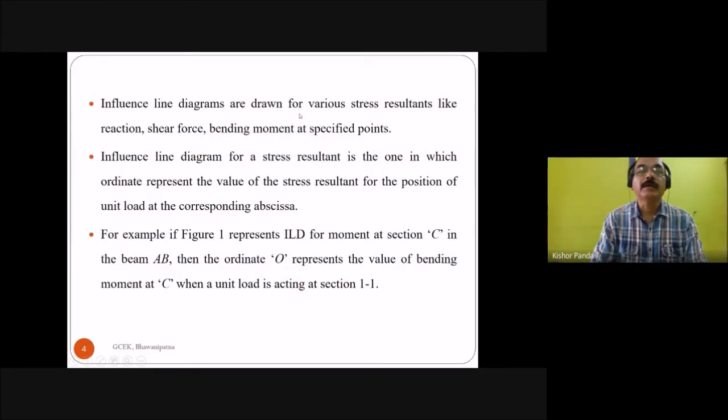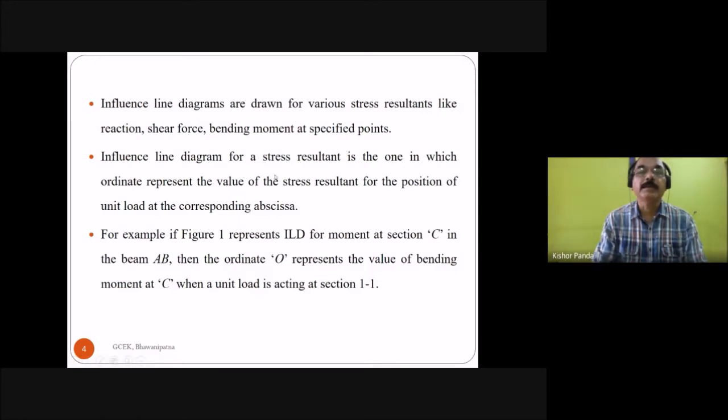Influence line diagrams are drawn for various stress resultants like reaction, shear force, bending moment at specified points. So you can draw the influence line diagram for reactions, shear force and also bending moment at specified points.